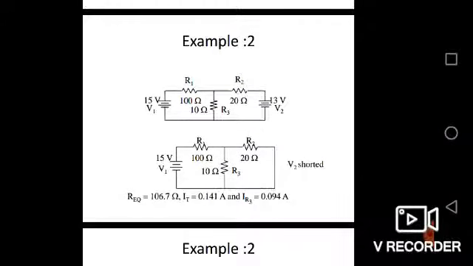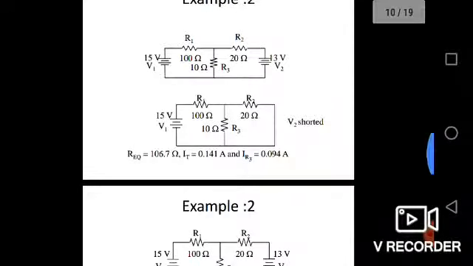Suppose we consider the next question. In this question we have two voltage sources and three resistances R1, R2 and R3.